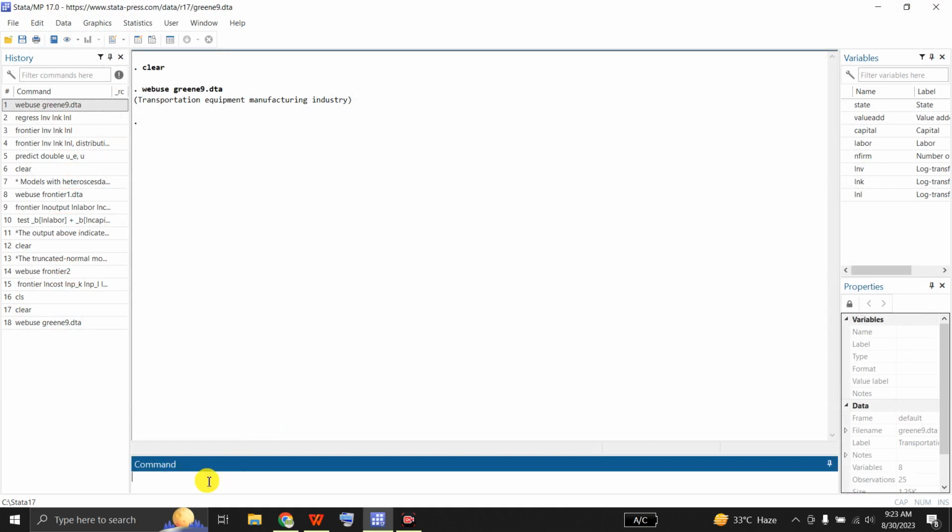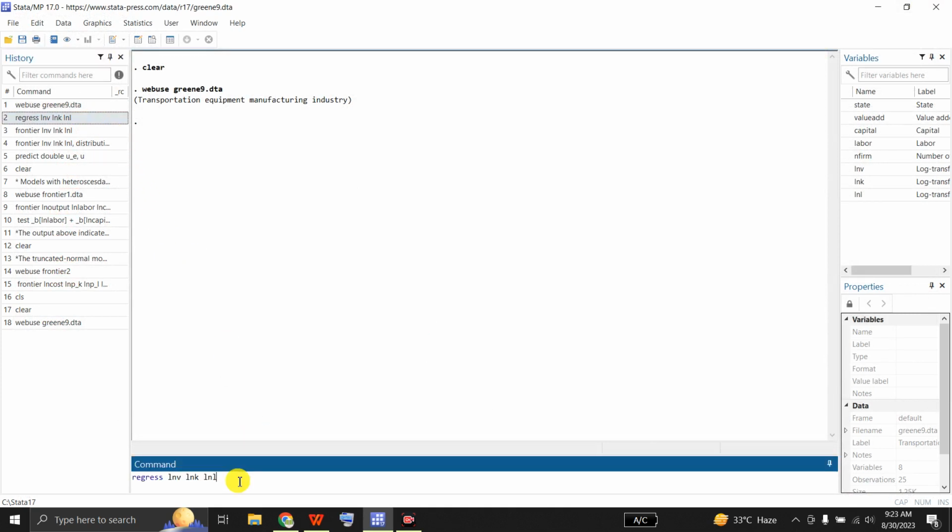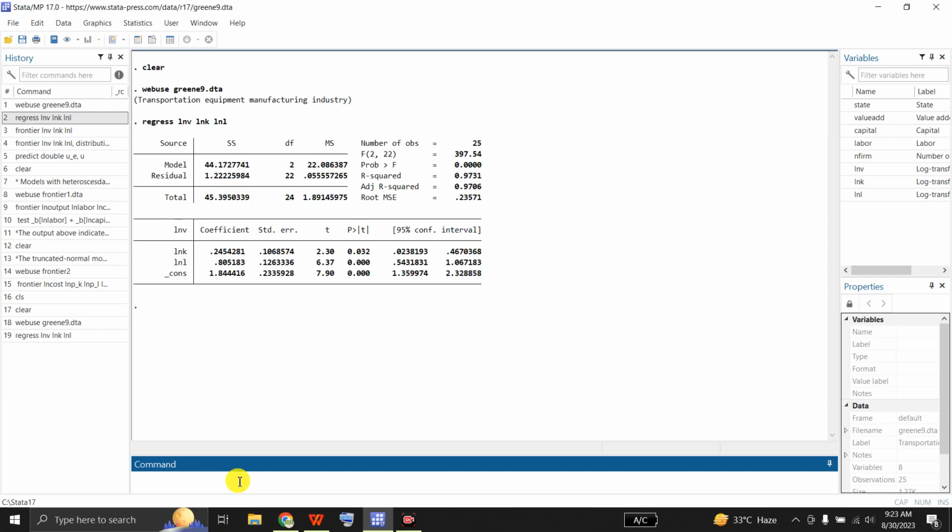The starting point is that first of all, I would like to estimate the OLS model, in which the log transformed value added is regressed on log transformed capital and log transformed labor with the regress command. And here is the estimated model. This is the analysis of variance. This is the model sum of squares or regression sum of squares. This is the residual sum of squares or unexplained sum of squares. This is the total sum of squares.